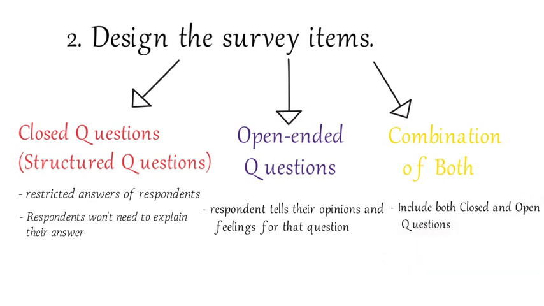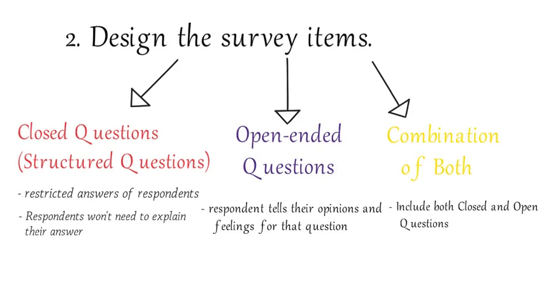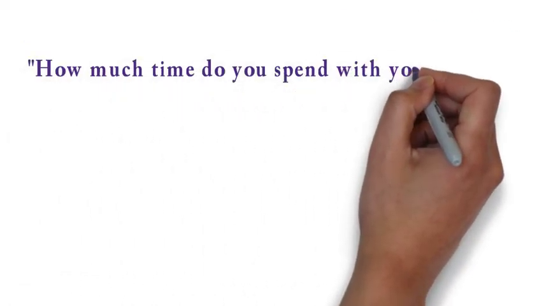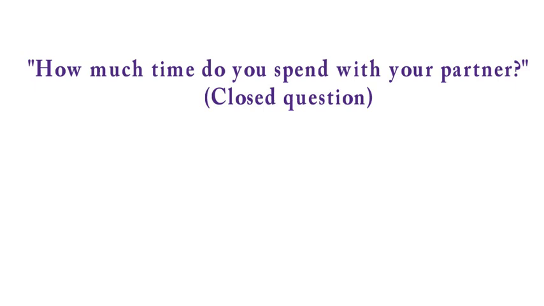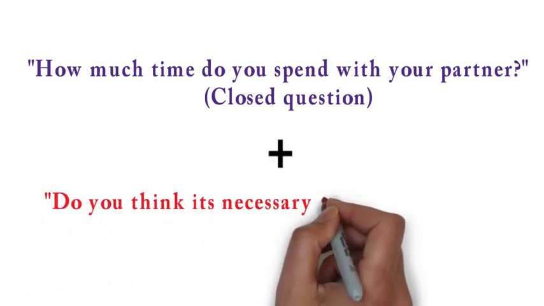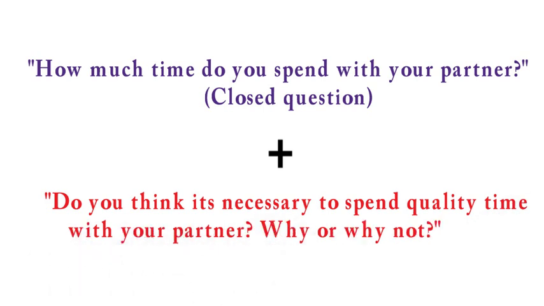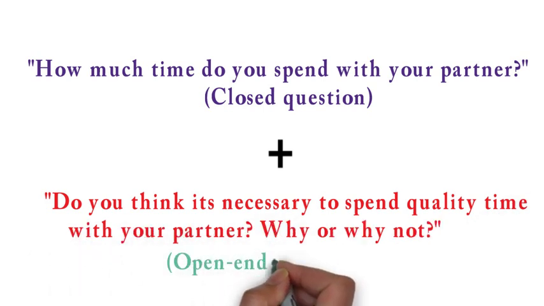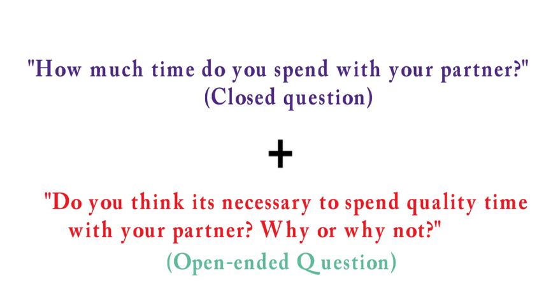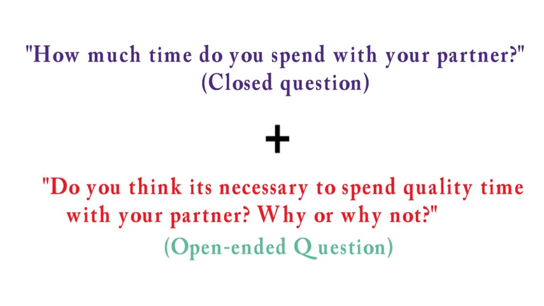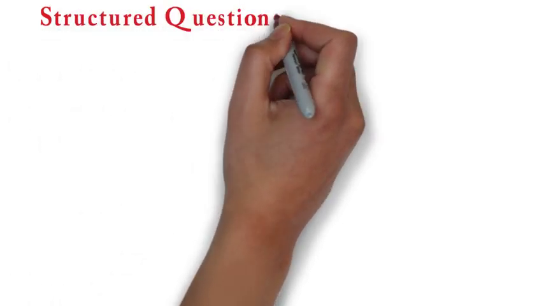Kapag combination naman, we will include both. Pwedeng tanungin muna natin sila ng closed question and then ipapa-elaborate natin yung answer nila with an open-ended question. Example, how much time do you spend with your partner? That is a closed question. To follow up, do you think it's necessary to spend quality time with your partner? Why or why not? And that is an open-ended question. So we can use them both kapag gusto natin ng more detailed answer.